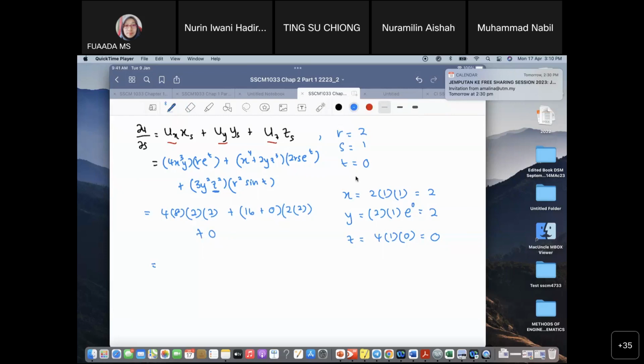32 times 4, we got 128 plus 16 times 4, we got 64. And we will obtain the value.